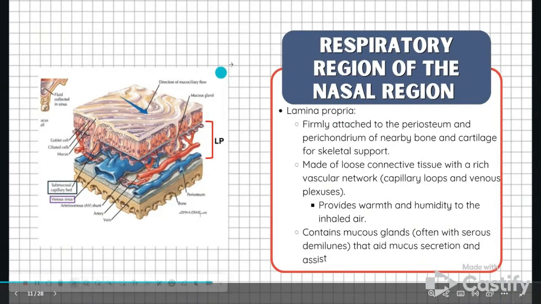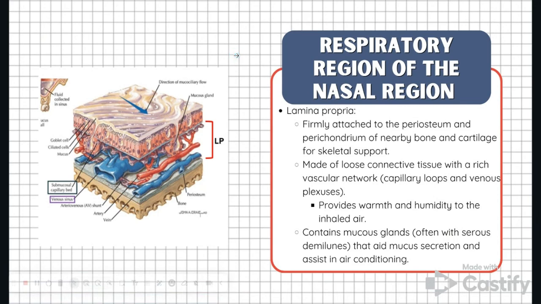Okay, so now you've been hearing me talk about lamina propria. What is lamina propria? Lamina propria firmly attaches to the periosteum and the perichondrium of nearby bone and cartilage of the skeletal support. Fine. So basically, what I want you to know, the lamina propria is a living cushion under the epithelium, giving it support, nourishment, and immune protection.